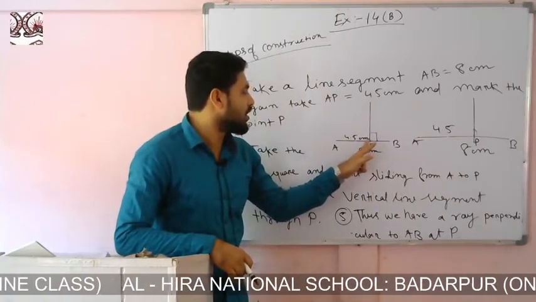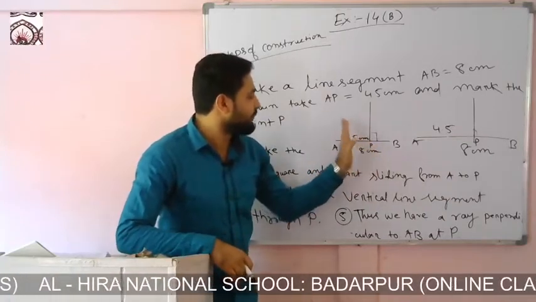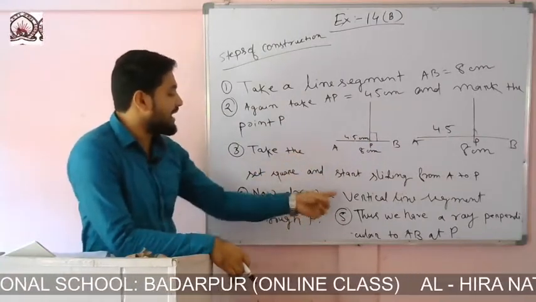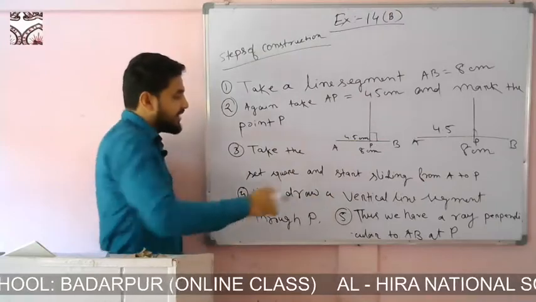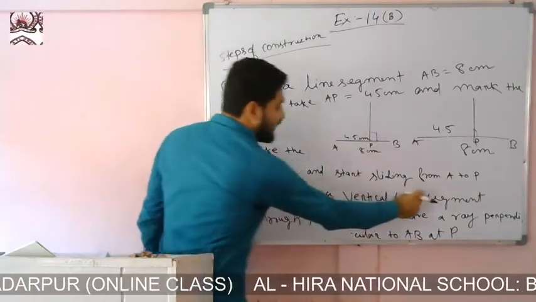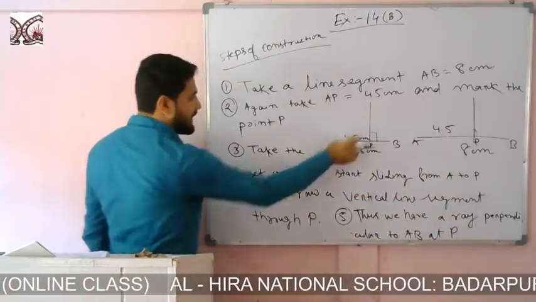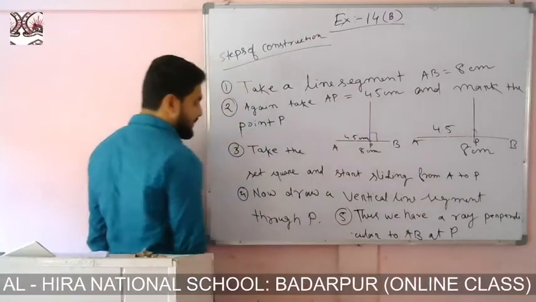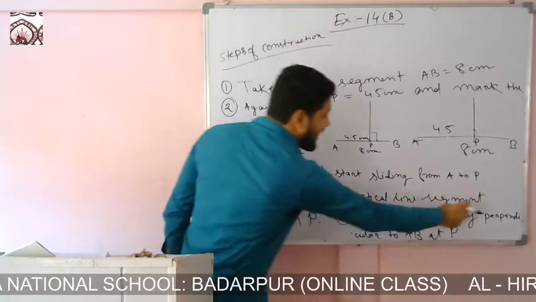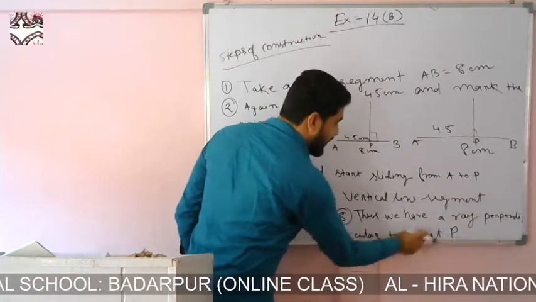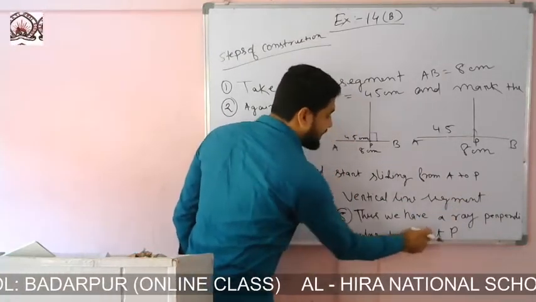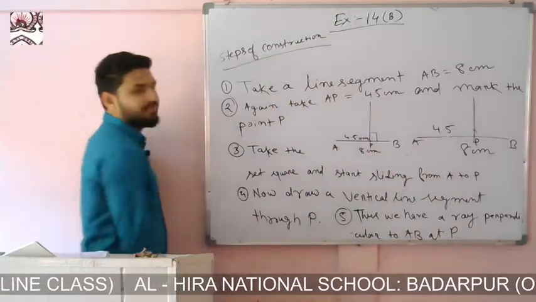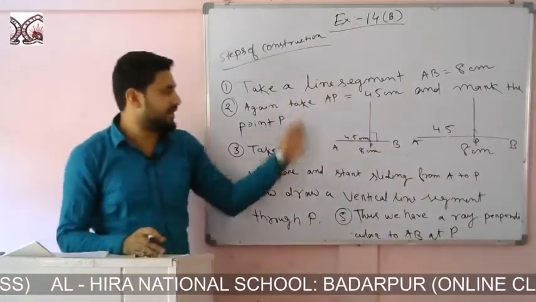When you reach P, at that time A to P. Number 4, now draw a vertical line, that means a vertical line segment through P, which intersects P. Number 5, thus we have a ray perpendicular to AB at P. That is the construction. I hope that you have understood.